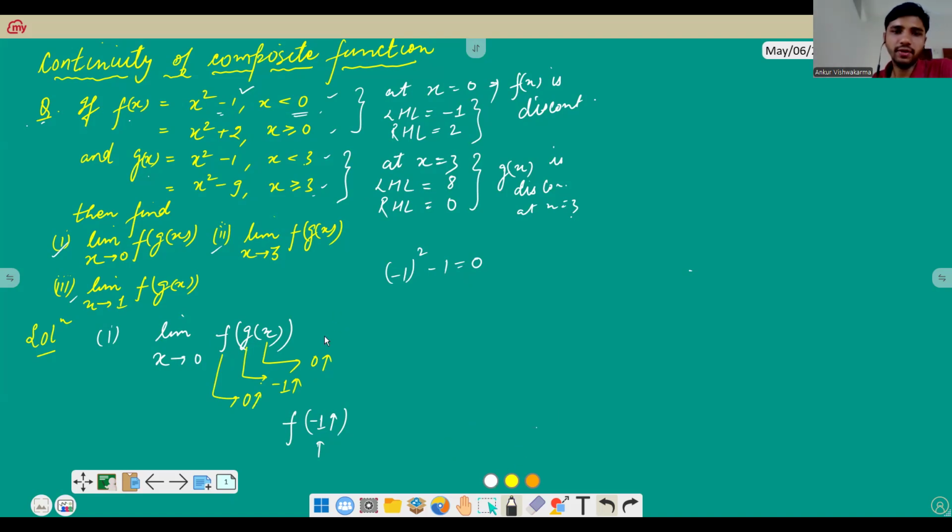So yes, we have got the limit of this composite function. The limit as x tends to 0 of f of g of x is 0. Have a look at this.